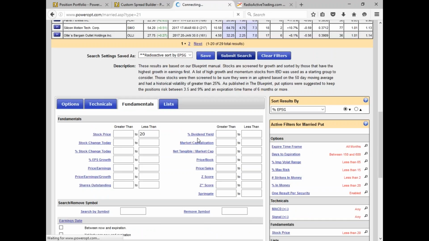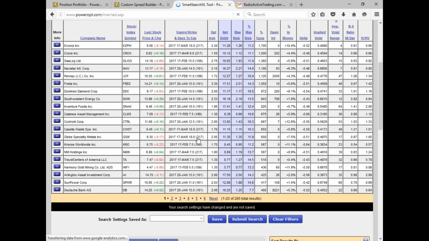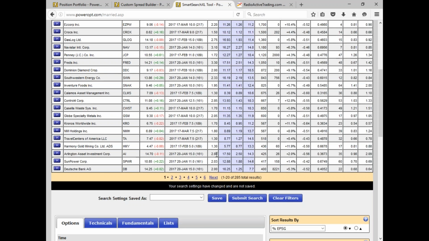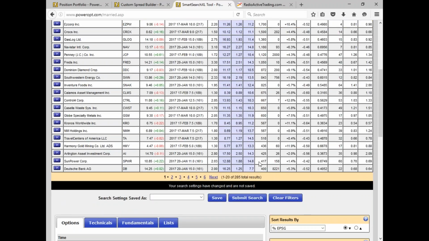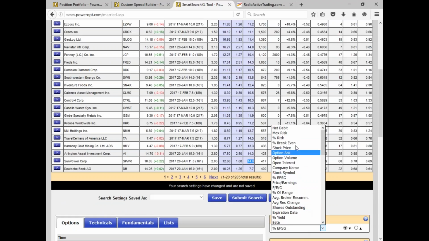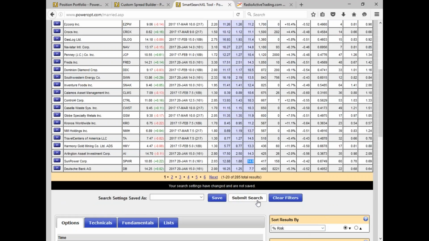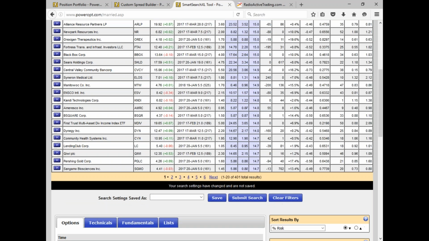Let's see what we've got. Remember, I only checked 1 result per security, so it's not going to show me multiple. So there's 285 positions, and notice the first page, everything is beyond what I'd look at for a radioactive trade. Well, I'm not even sorting by percent risk. Let's sort it by percent risk, lowest to highest. Okay. So page 1, everything is above.